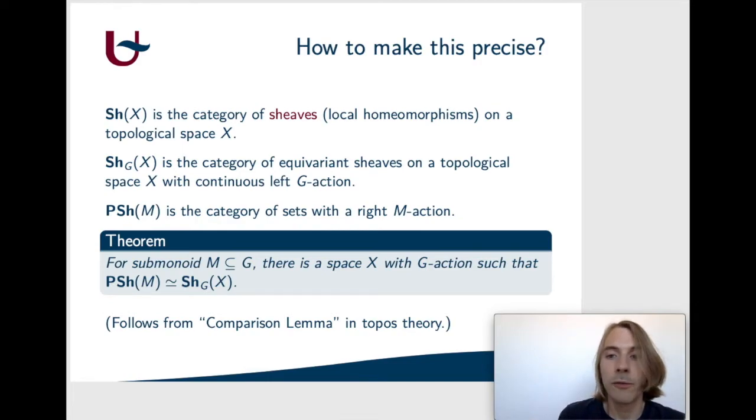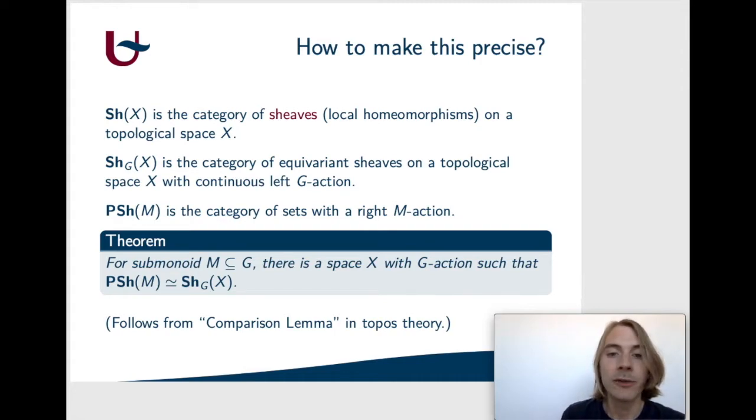So now for a more precise statement, we take the first category to be the category of sheaves on a topological space X. And here sheaf is another word for a local homeomorphism. And the second category is the category of equivariant sheaves on a topological space. So these are sheaves, but they take into account the action of a group G on the base space X.